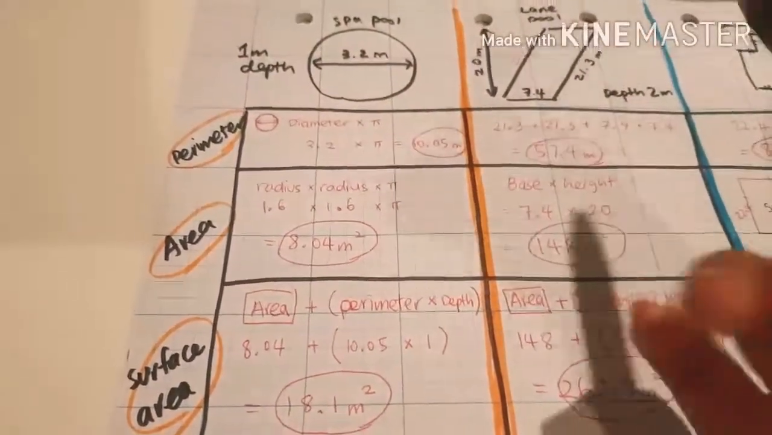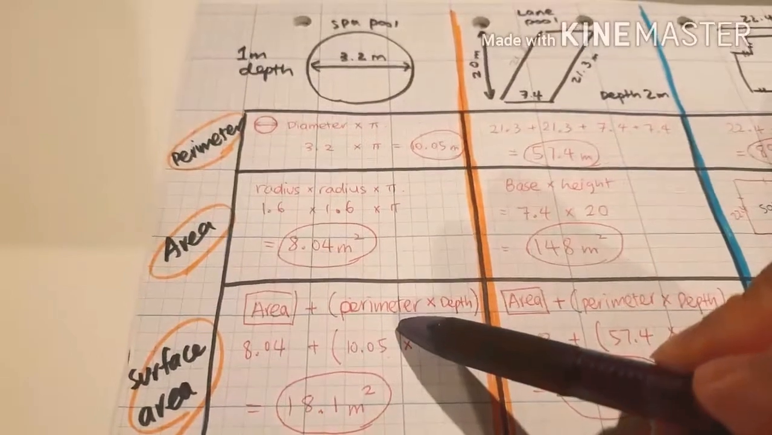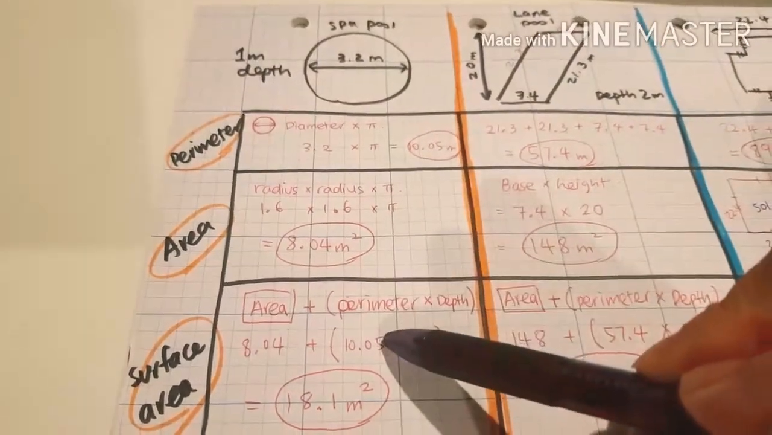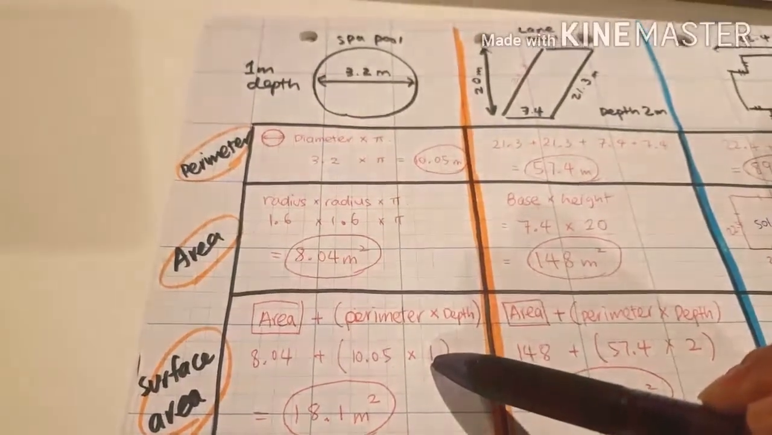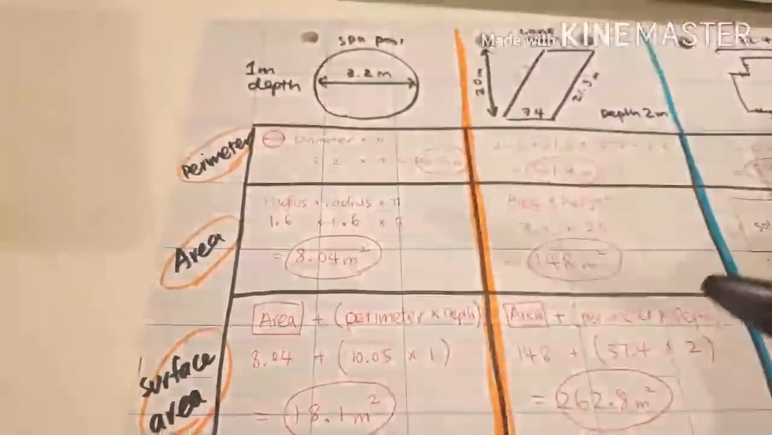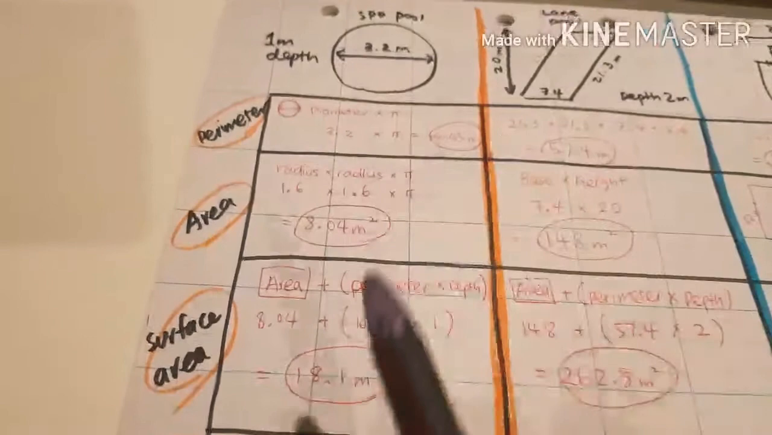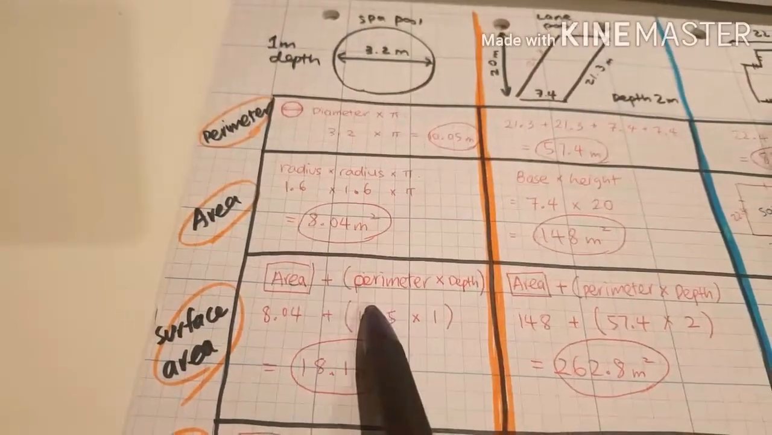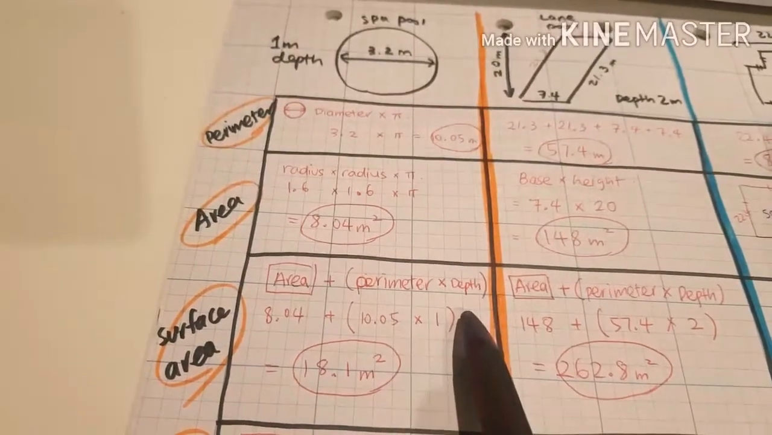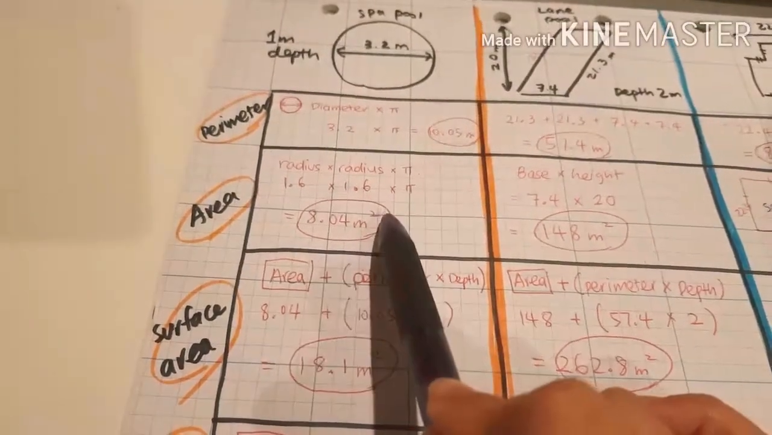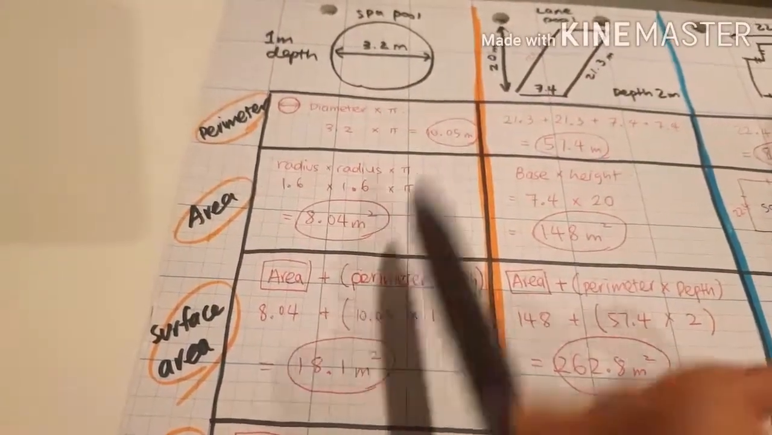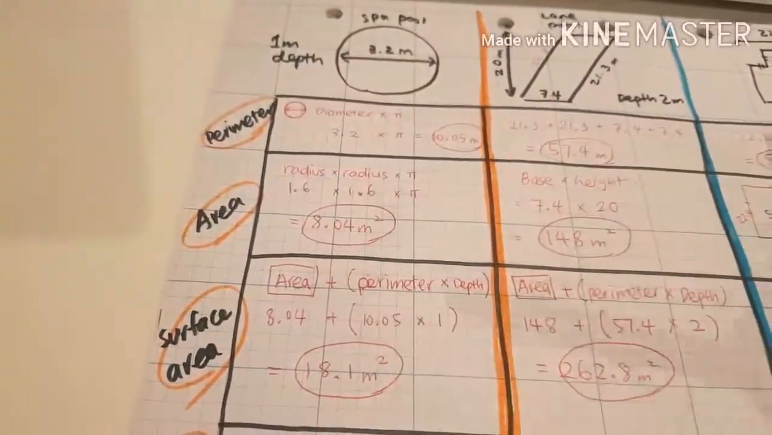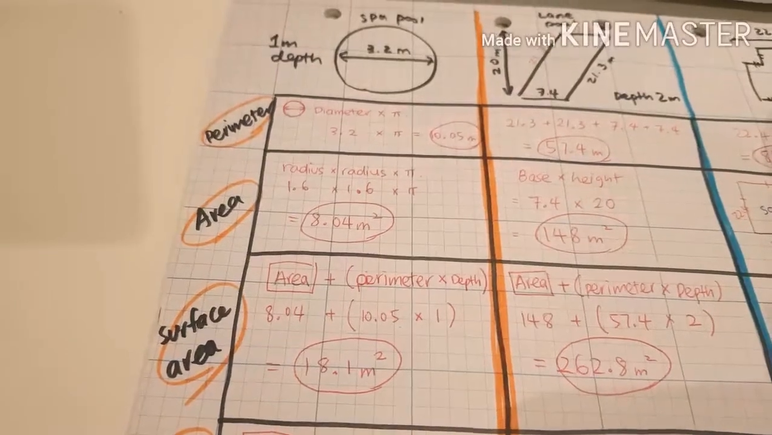So the perimeter I calculated, which is 10.05, and the depth was given in the question, 1 meter. Surface area is not difficult: area plus perimeter times depth. Area we calculated, perimeter we calculated, depth was given, and I just put that in the calculator like that.